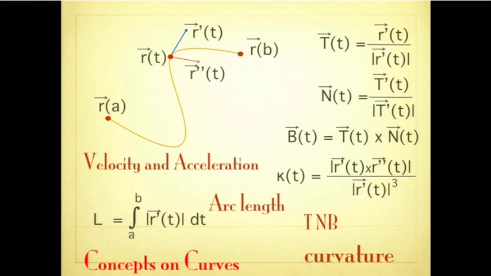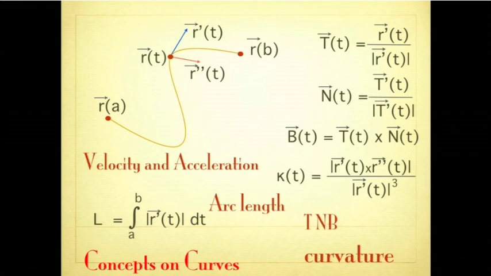I think on this slide you essentially have everything you have to know about parameterized curves. So first of all, this is a parameterized curve here in space. And then we have the velocity vector, which is r prime. We have the acceleration, which is r double prime. And we have then the unit tangent vector, which is just r prime divided by the length of r prime. That gives us a vector which has length 1.